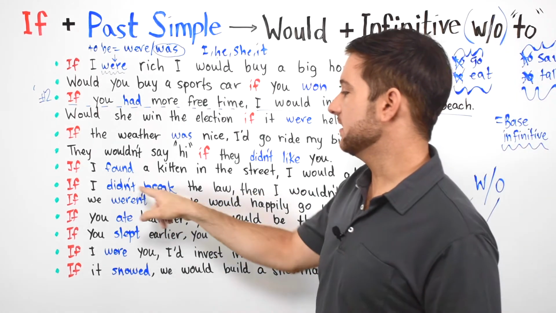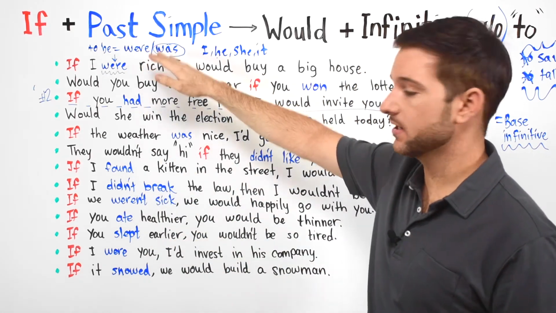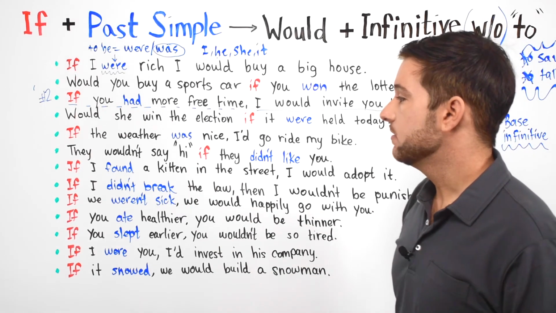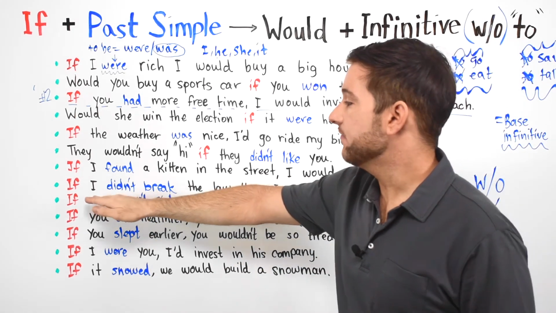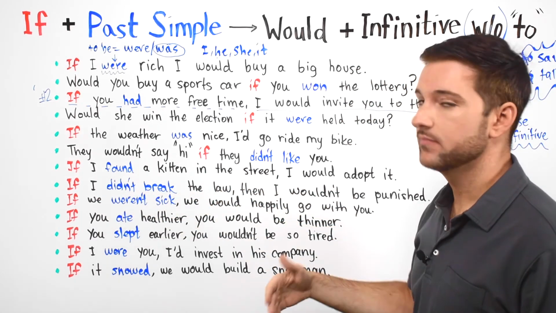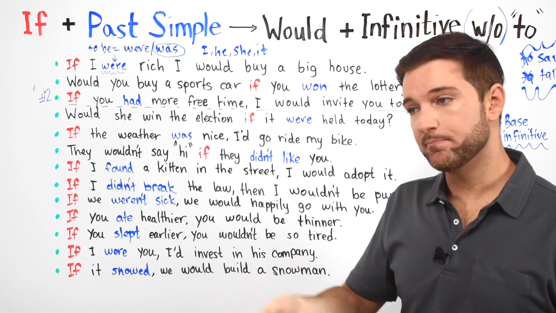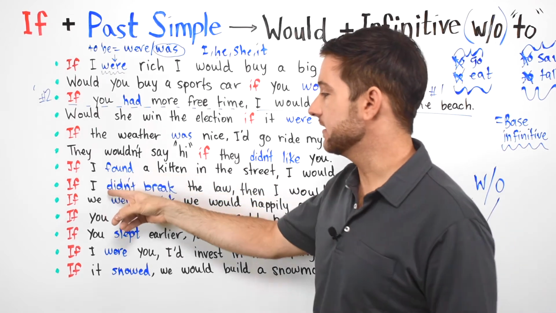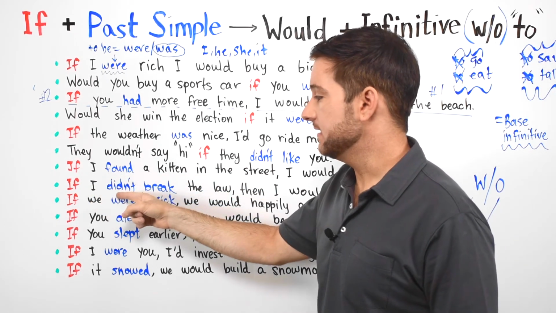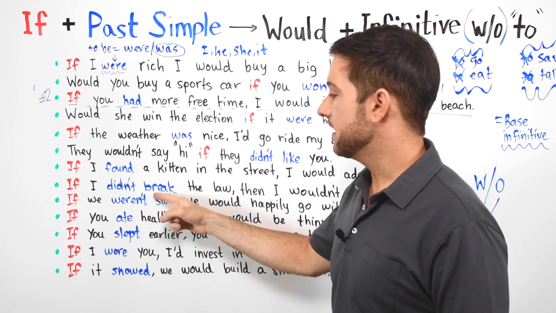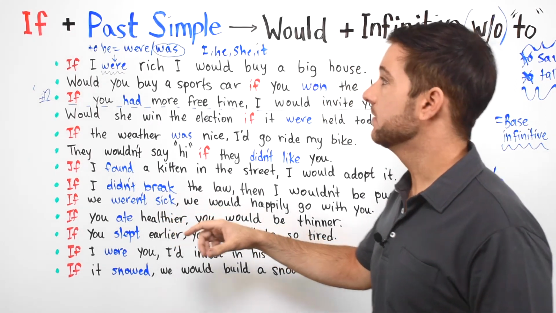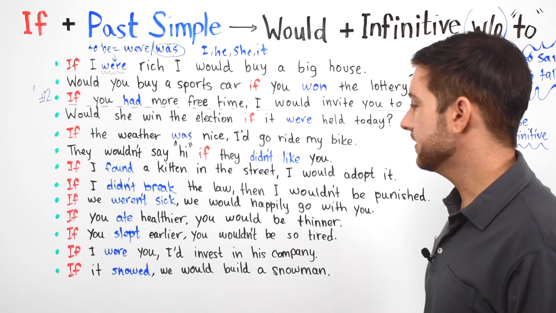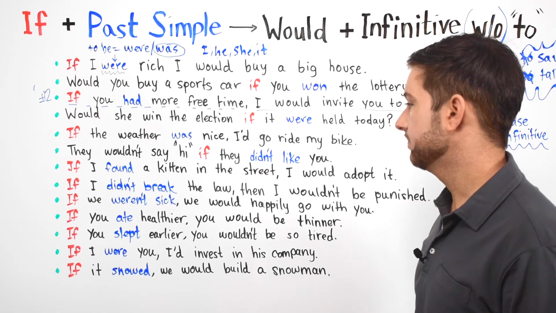Okay, remember, didn't break. That's the past simple coming from the verb to break, but in the negative. Okay? Remember, if it wasn't negative, it would be if I broke the law. If I broke. Broke is the past simple coming from the verb to break. Okay, but when it's negative, like in this case, we would say didn't, and then we would say break, coming from the verb to break. If I didn't break the law, then I wouldn't be punished, okay.